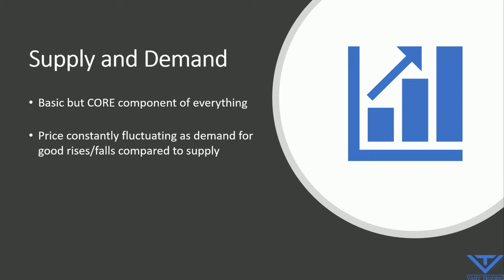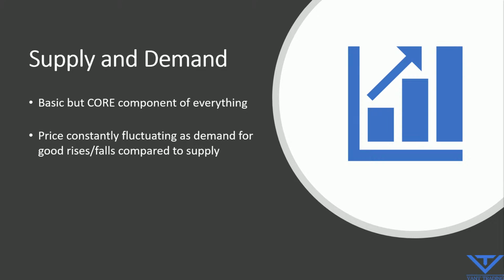The price is constantly fluctuating in a stock or in the economy or whatever as demand for the good or the stock rises and falls compared to the supply. Understanding that a stock is only going up because the demand for that stock is rising faster than the supply, the people selling it, can keep up with, will help you really at least understand why something's moving.